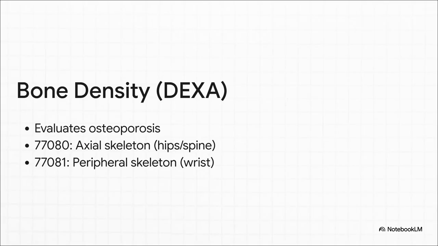Next up, DEXA scans, which evaluate osteoporosis. Notice the anatomical split we have here. CPT 77080 is used for the axial skeleton, so think hips and spine. Meanwhile, 77081 is specifically for the peripheral skeleton, like the wrist. When you're reading a scenario, you have to pinpoint the exact area of the skeleton being tested.